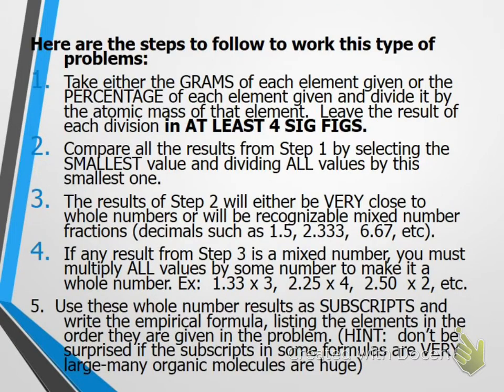This is a lot of steps that you can read through and follow. You're going to take the grams, if you're given grams, and divide by the molar mass to get to moles. You have to convert everything to moles. If you're given a percentage, we're going to assume 100 grams. If something is 15% carbon and I assume 100 grams, how many grams of carbon would I have? 15. So if you're given a percentage, you always assume 100 grams.